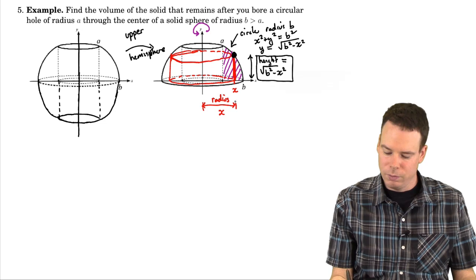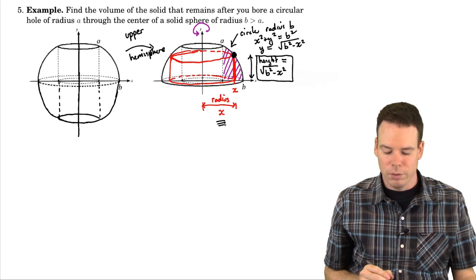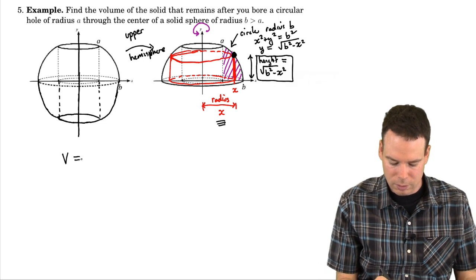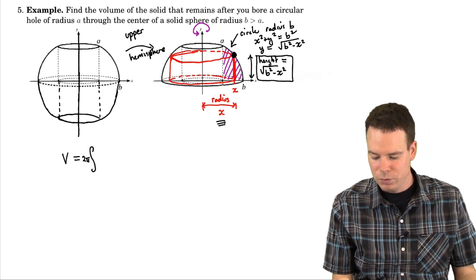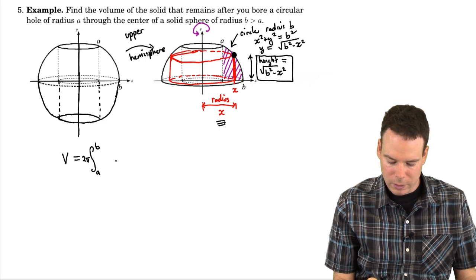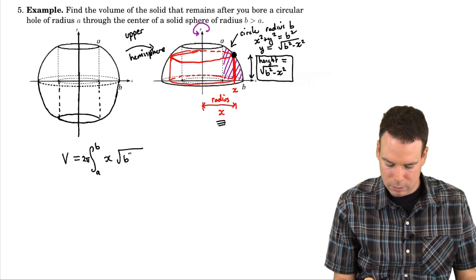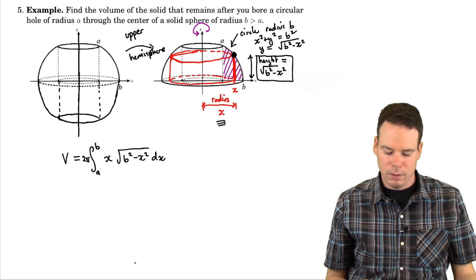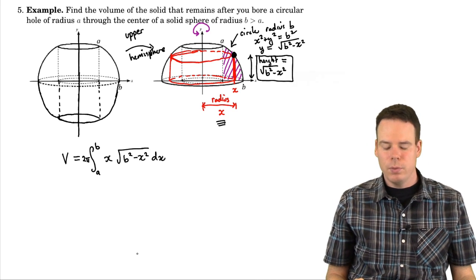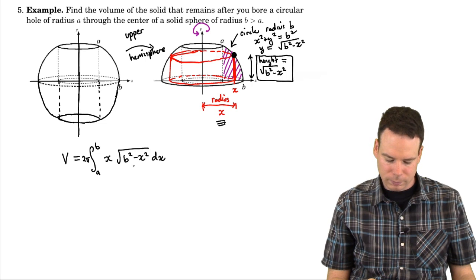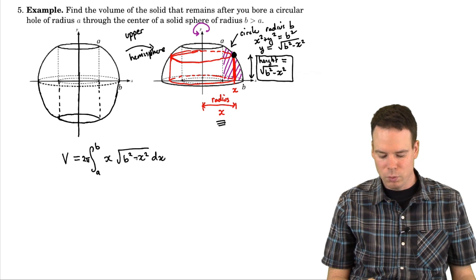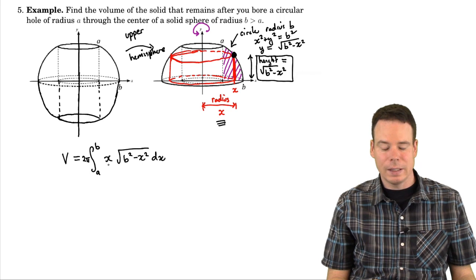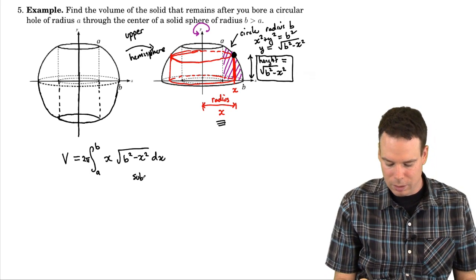So we've got our height, we've got our radius, so we've got all the ingredients we need. The volume is going to be 2 pi times the integral, as x ranges from a to b, of the radius times the height. So now we're left with computing this integral. How do we compute this integral? Well, one thing I notice is that what's under the square root sign, its derivative is out front. What's under the square root sign is a quadratic. The derivative would be linear, and that linear thing is out front. So this is a prime candidate for doing a substitution.